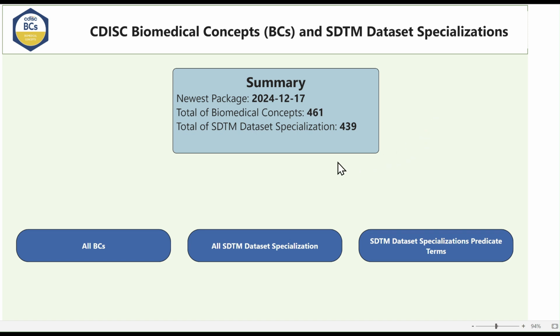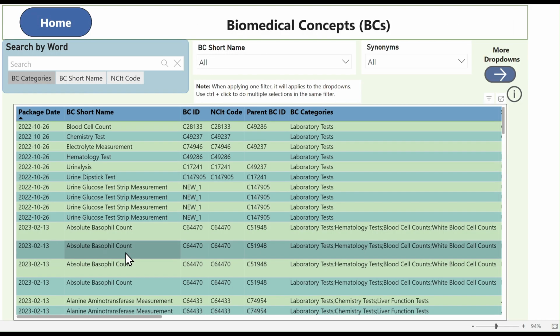This is a tutorial for the BC Browser tool. On the home page, you can access each of the pages of this browser by just clicking on the buttons. Let's access the BCs, or Biomedical Concepts, page.